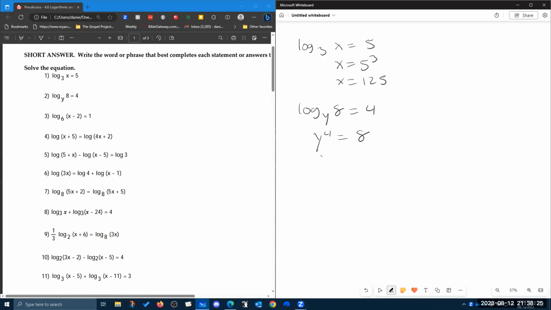If log base y of 8 is equal to 4, then y to the fourth is equal to 8, and y is equal to plus or minus, not plus or minus because y has to be positive, the fourth root of 8. So that is a good enough answer right there. This is 2 to the 3/4 if you would like.